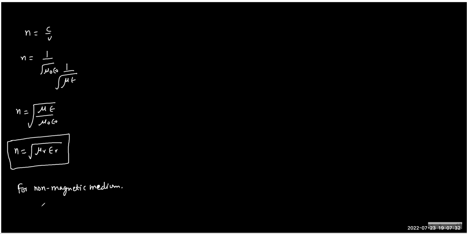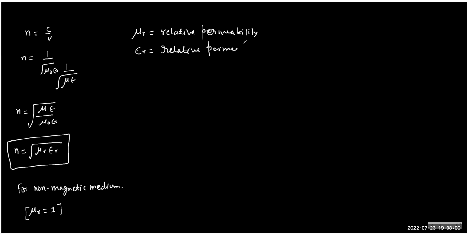So for non-magnetic medium, the relative permeability is taken as 1. Oh, we don't take 0, keep in mind. Okay. And therefore the n will be equal to the square root of.